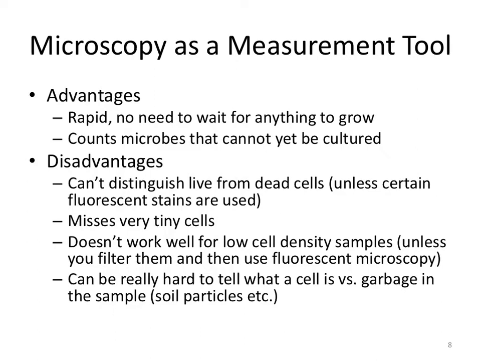Disadvantages are that you can't distinguish live from dead cells unless you're using certain fluorescent stains. It's also difficult to use with particularly tiny cells because you're confined to the 1000x magnification of a typical microscope. And it doesn't work well for low density cell samples unless you filter them first and then use fluorescence microscopy. So there are ways around that disadvantage. It can also be really hard to tell what a cell is versus garbage or junk in the sample, for example, soil particles.